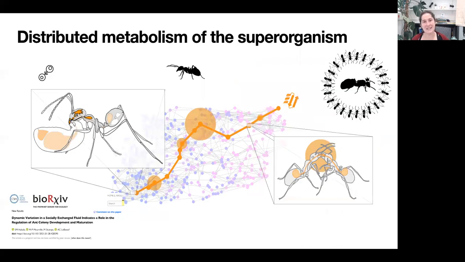So as you can see, this social fluid exchange is a keyhole through which we can observe evolutionary trade-offs and distributed metabolism at play in superorganismal physiology. And going beyond social insects, this system may help us better understand how multicellular organisms and their tissues communicate and share resources and costs cooperatively.